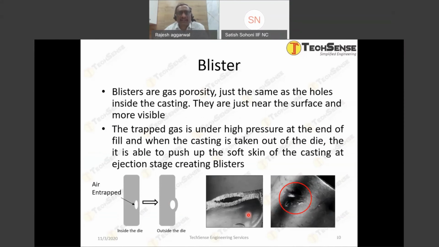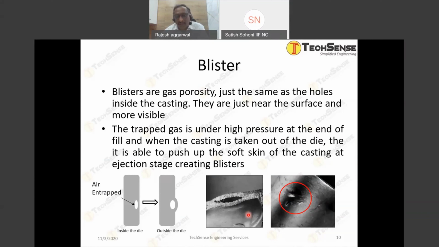Blister is also a sort of gas porosity. It is just the same as the holes inside the casting. They are just near the surface and more visible. The trapped gas is under high pressure at the end of the filling, and when the casting is taken out of the die, it is able to push up the soft skin of the casting at the ejection stage, creating a blister.